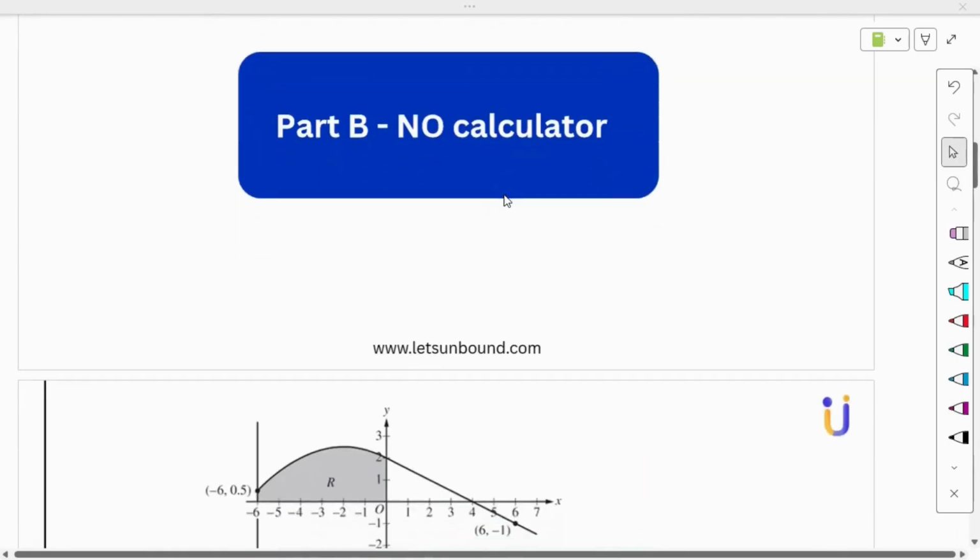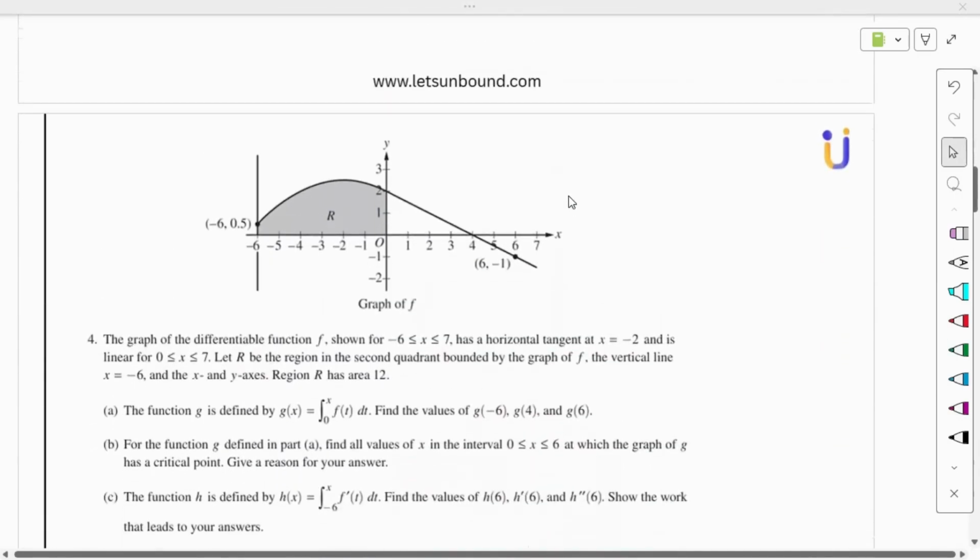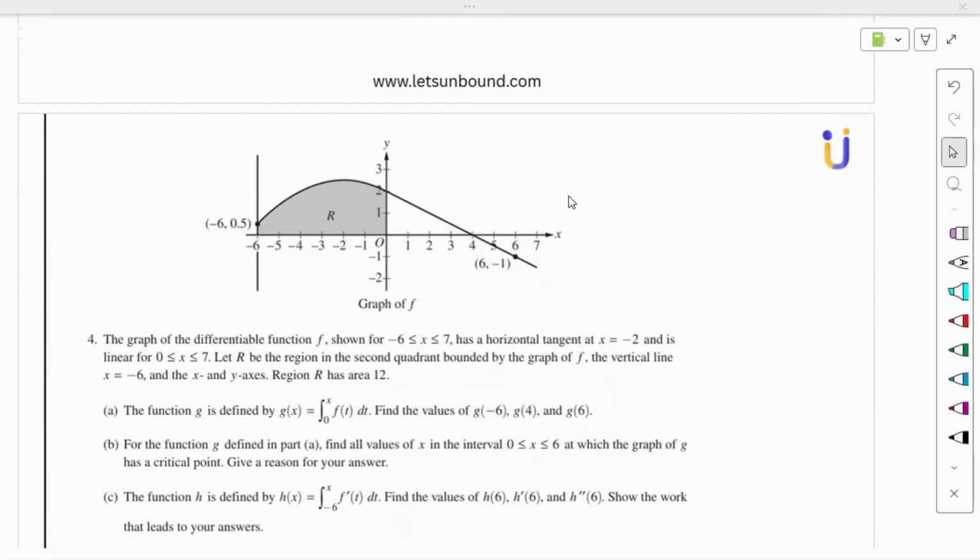This is a no calculator paper. So without a calculator, we must know many concepts here. Pay attention and watch the video till the end. A graph is given, it is a differentiable function from -6 to 7. It has a horizontal tangent at x equals -2 and it's linear from 0 to 7.